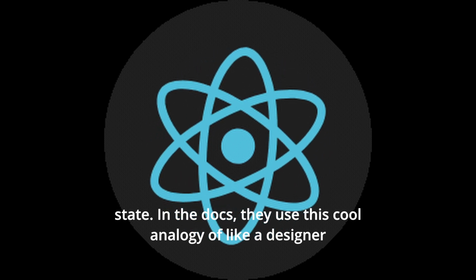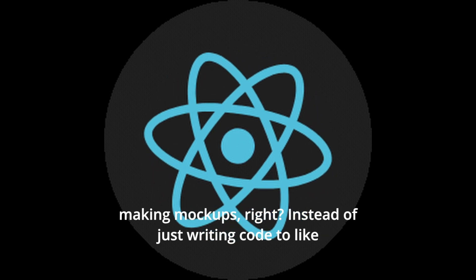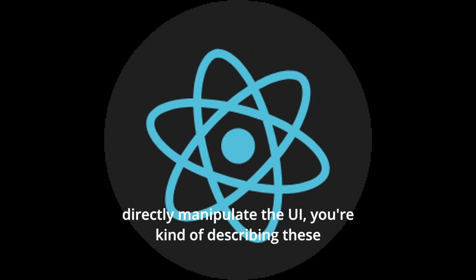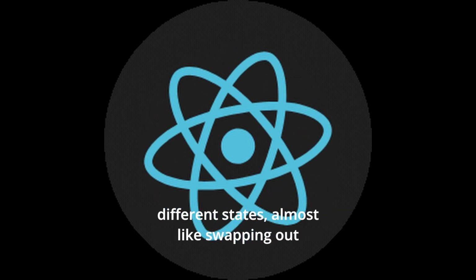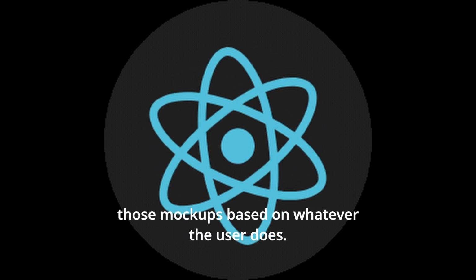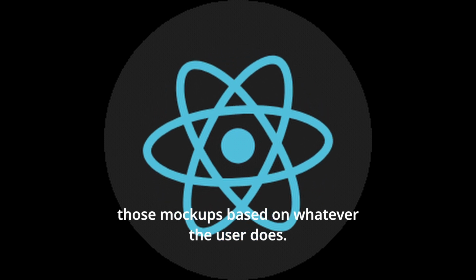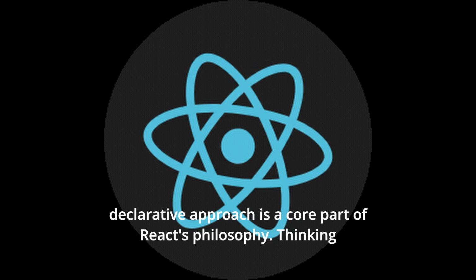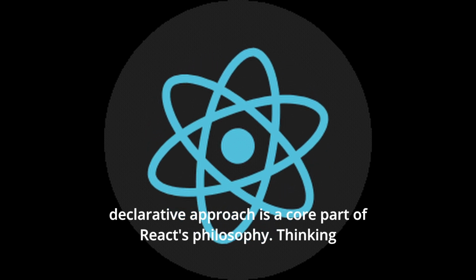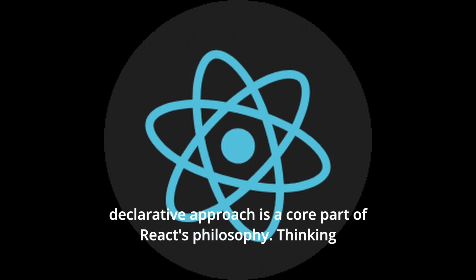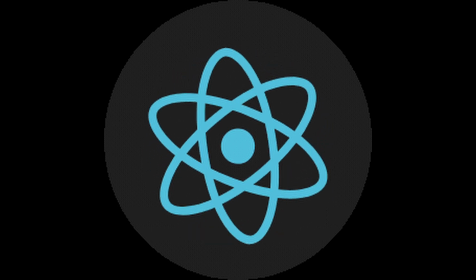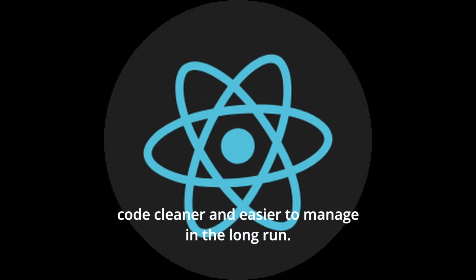In the docs, they use this cool analogy of a designer making mock-ups, right? Instead of just writing code to directly manipulate the UI, you're describing these different states, almost like swapping out those mock-ups based on whatever the user does. Yeah, I think that's a great way to put it. I think this whole declarative approach is a core part of React's philosophy.